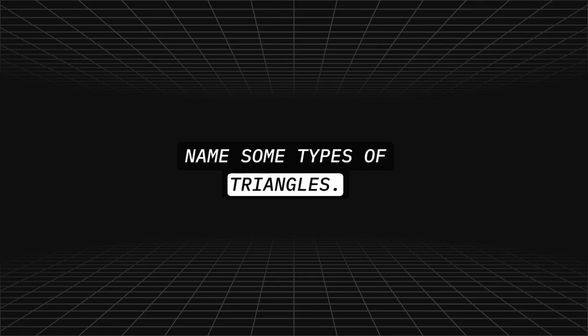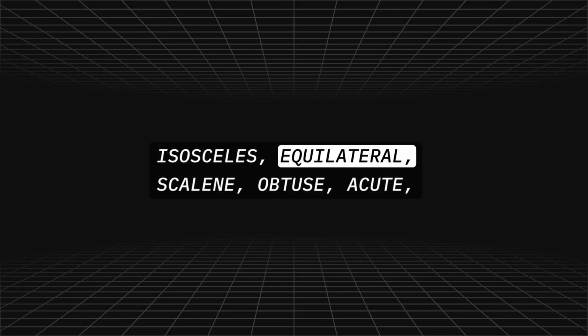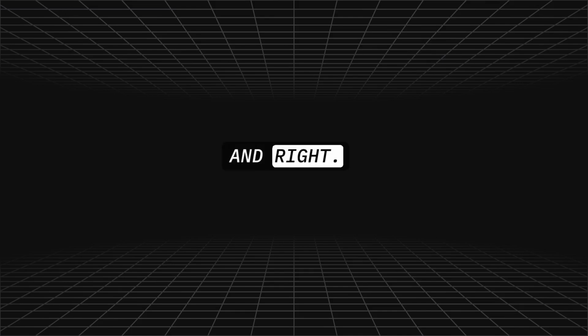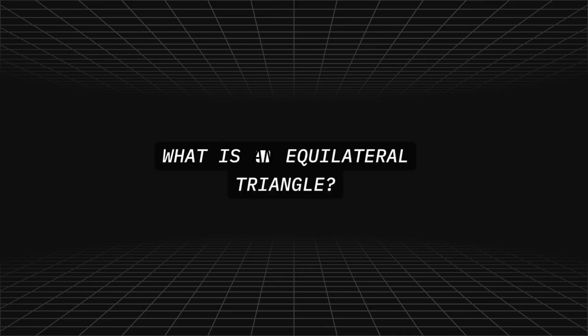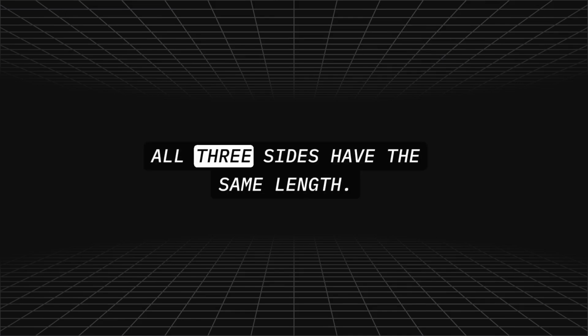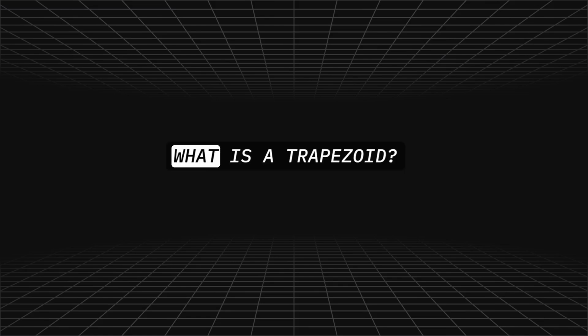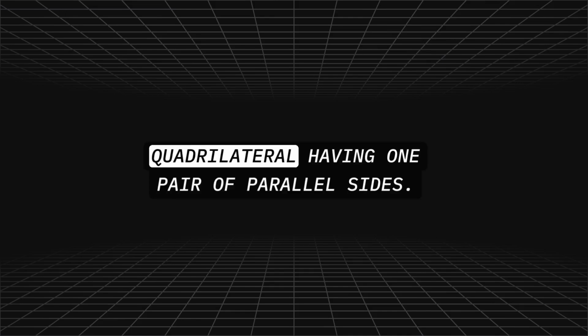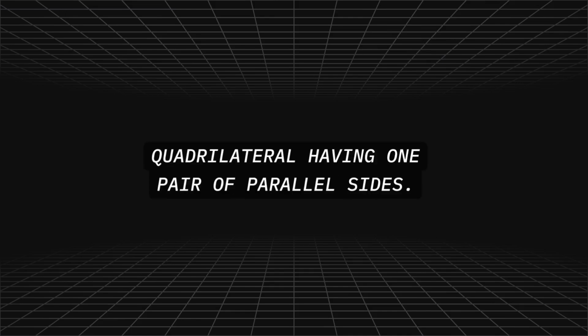Name some types of triangles. Isosceles, equilateral, scalene, obtuse, acute, and right. What is an equilateral triangle? An equilateral triangle is a triangle in which all three sides have the same length. What is a trapezoid? A quadrilateral having one pair of parallel sides.